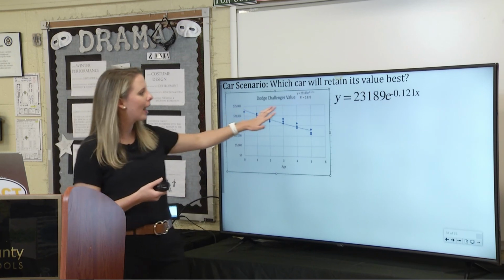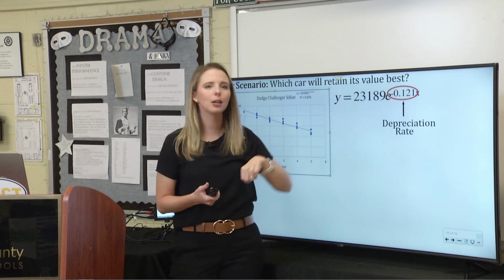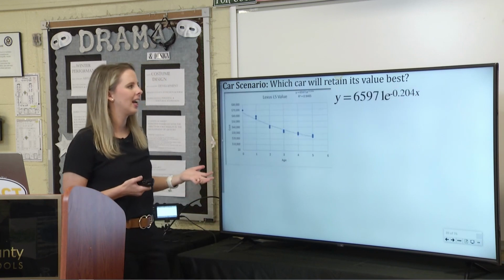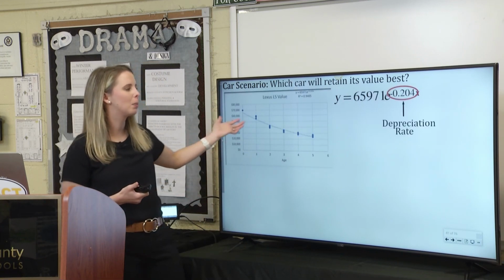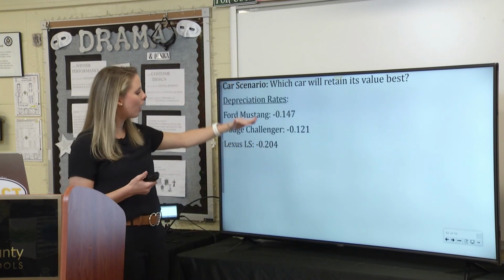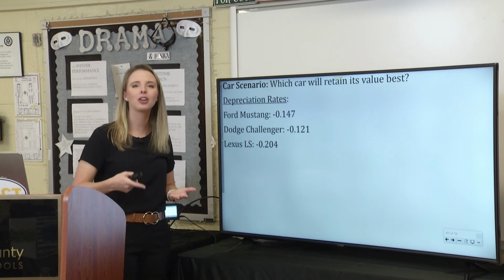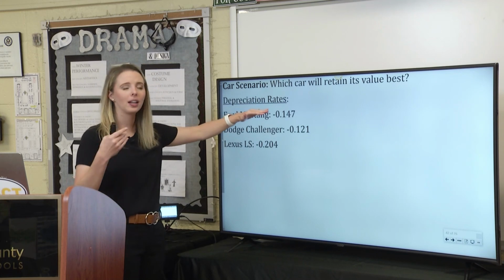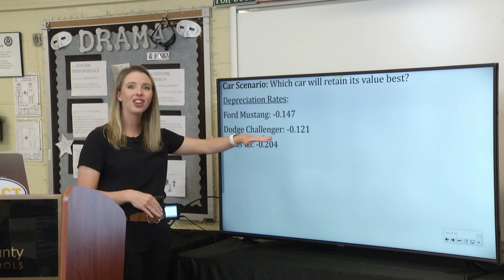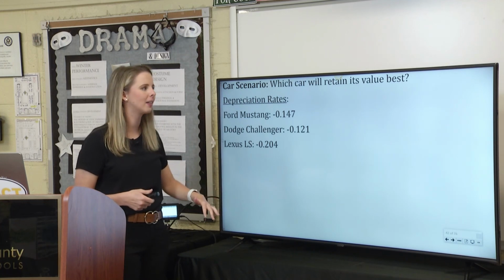Same thing with a Challenger. We have the same kind of equation generated here. We have an exponential function. It has a depreciation rate of negative 0.121, so roughly 12%. And then finally, our Lexus is depreciating at a negative 0.204. So we have all of our depreciation rates here. And my question to you still is, which car retains its value the best? The Mustang is almost decreasing at 15%. The Challenger is 12%. And the Lexus is 20%. Which one of these is best?